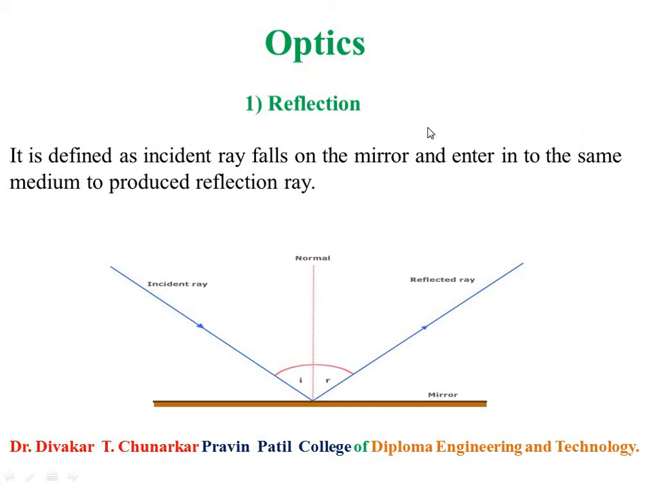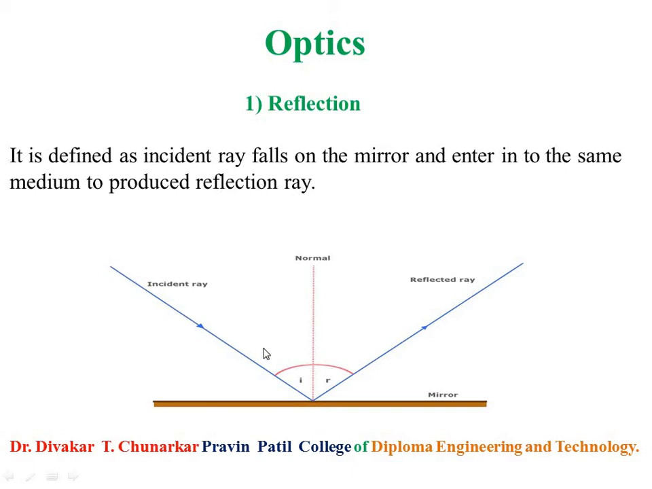Then optics. In optics we have to study reflection and refraction. It is a very simple definition. Reflection is defined as the incident ray falling on the mirror or glass.